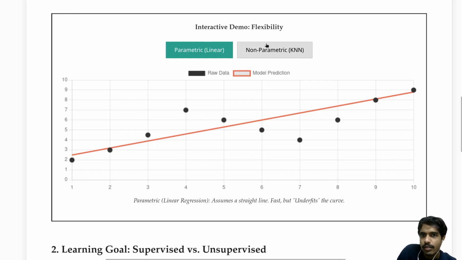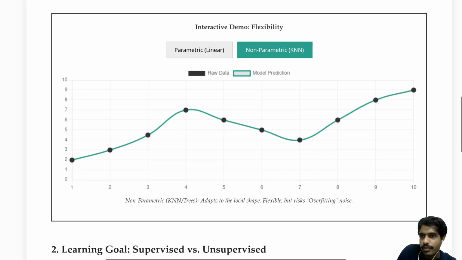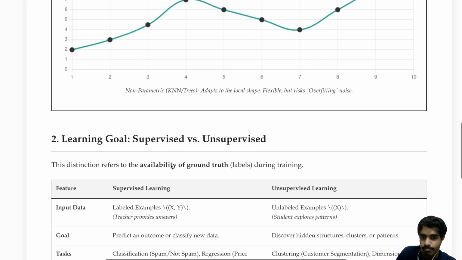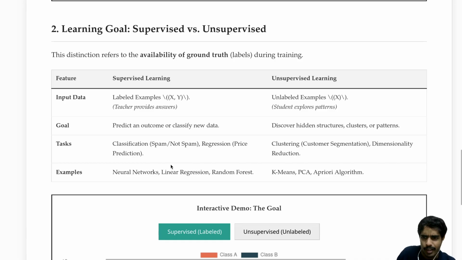But if we click on the non-parametric, which is the k nearest neighbor, it bends the curve to hit every point. It's flexible, but be careful. If the data has some noise, this model would memorize the noise too. So that is also an overfitting problem, right? So this was about the parametric and non-parametric.